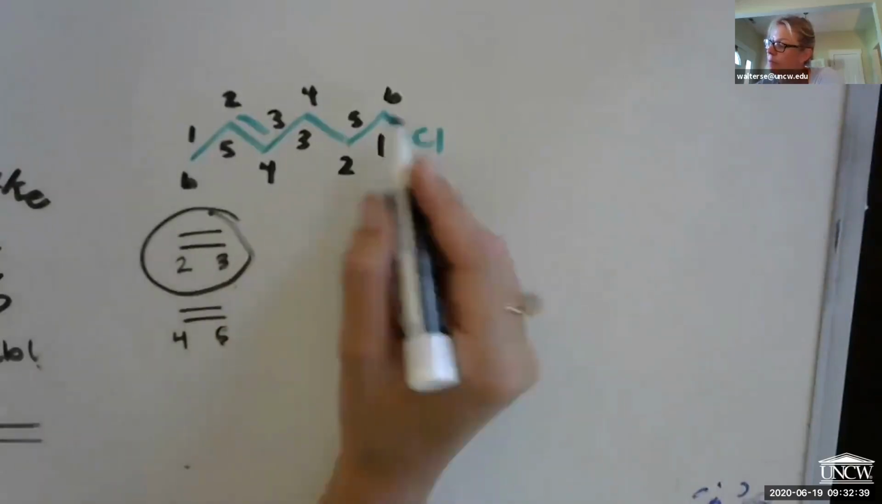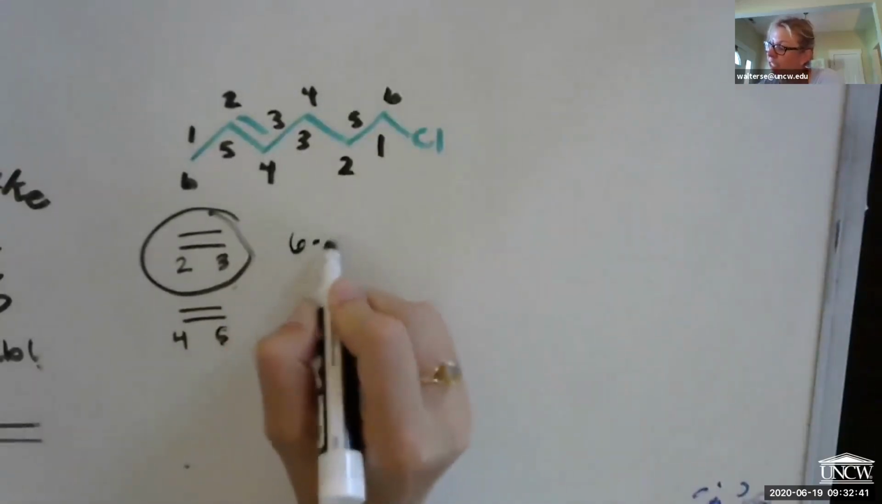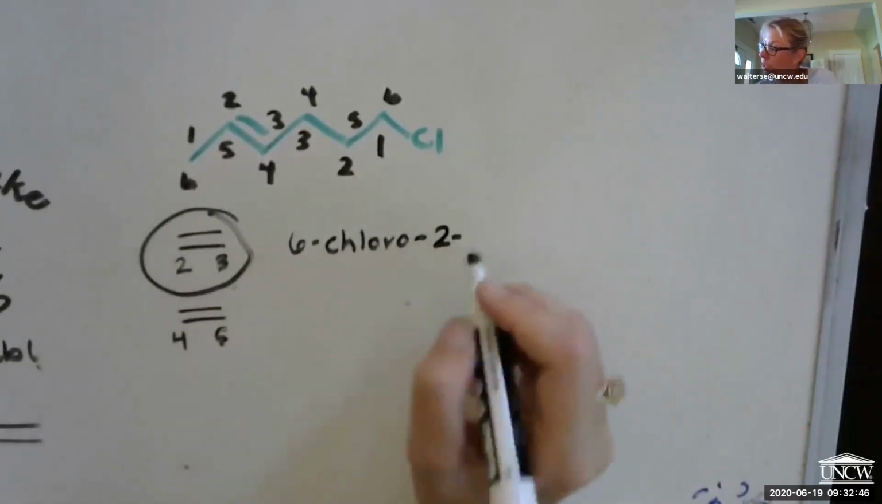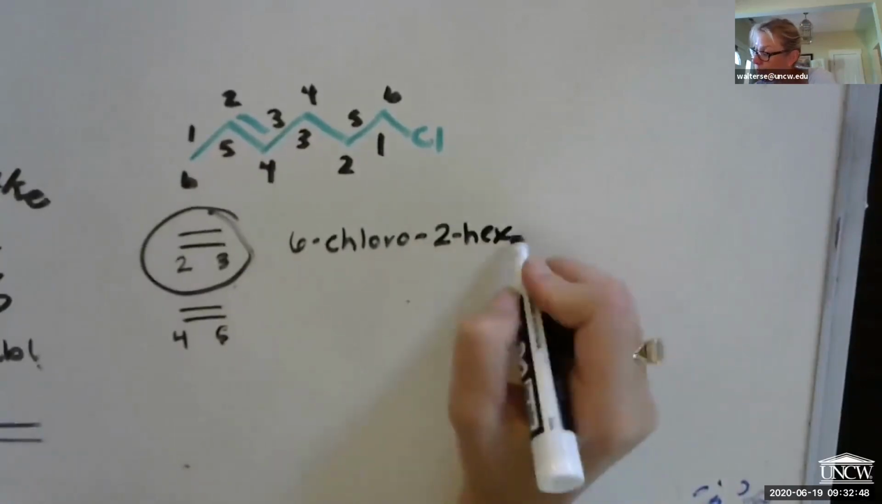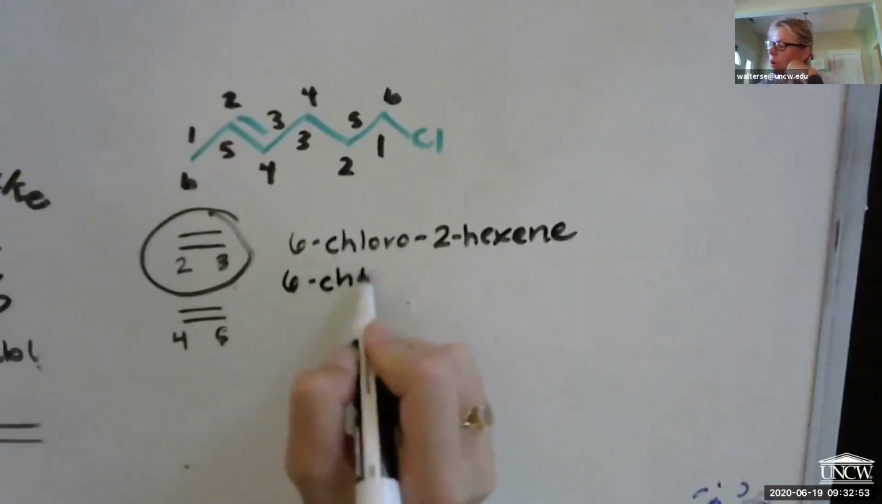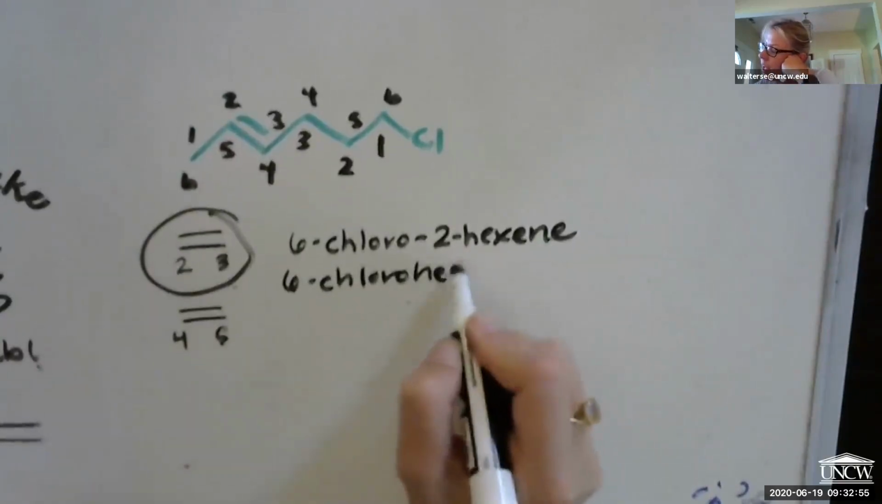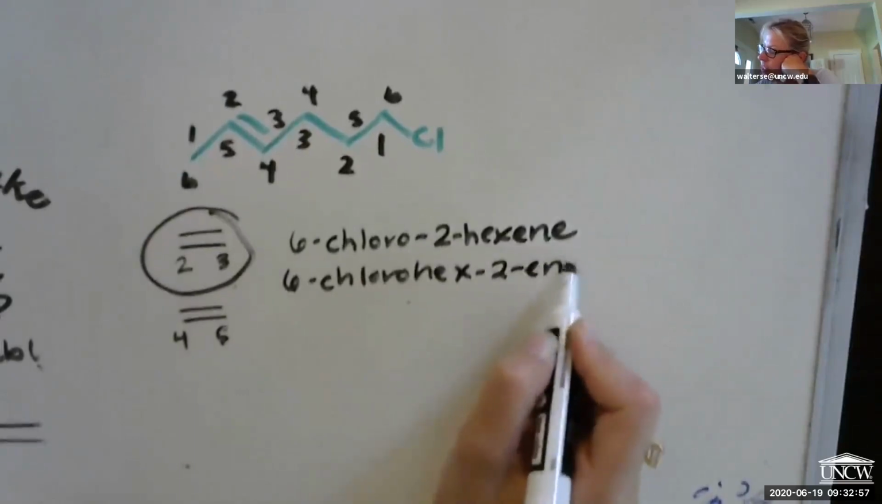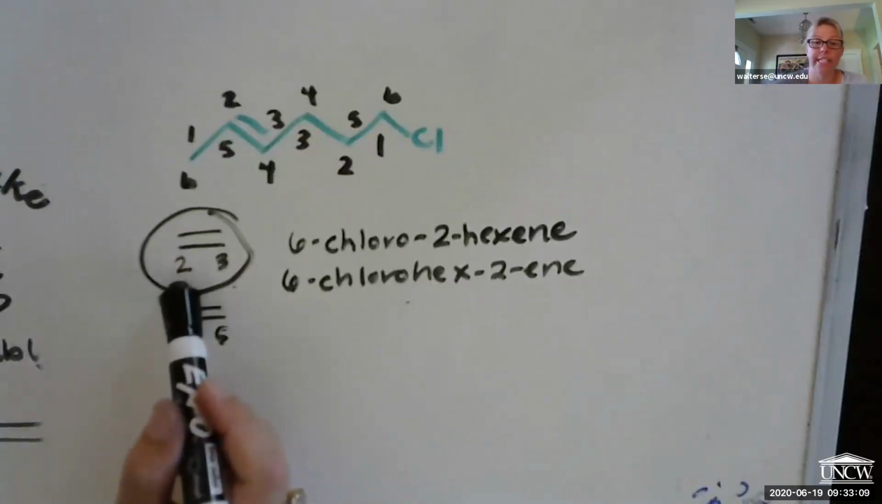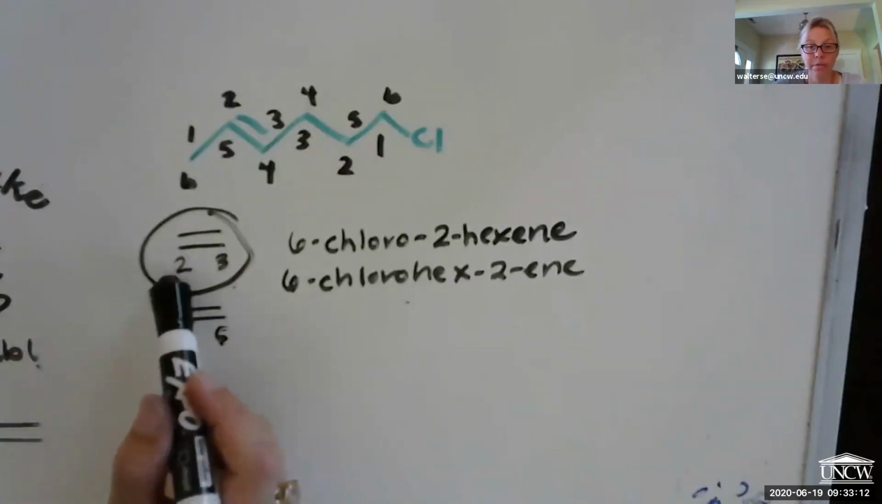So it ends up that you have 6-chloro-2-hexene. The other way to write that would be 2-chloro-hex-2-ene. And then if it would have a triple bond, you would do the same thing. You'd make sure that the triple bond's originating carbon was as low a number as possible.